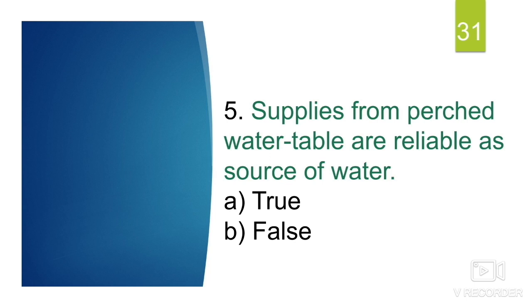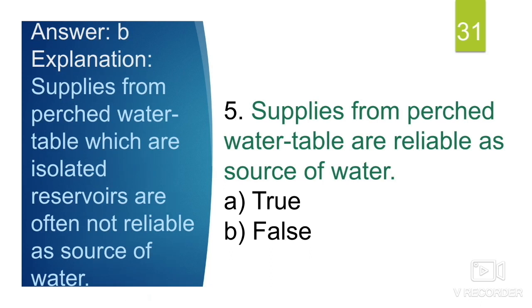Next one is, supplies from the perched water tables are reliable as a source of water. So the statement given here is that supplies from the perched water table are reliable as a source of water. So you have to tell whether it's true or false.